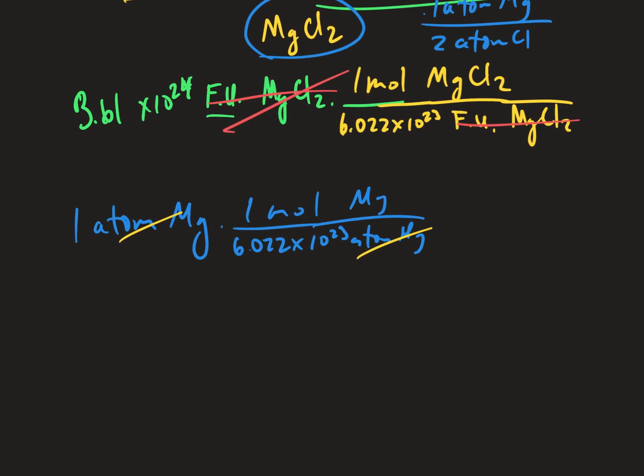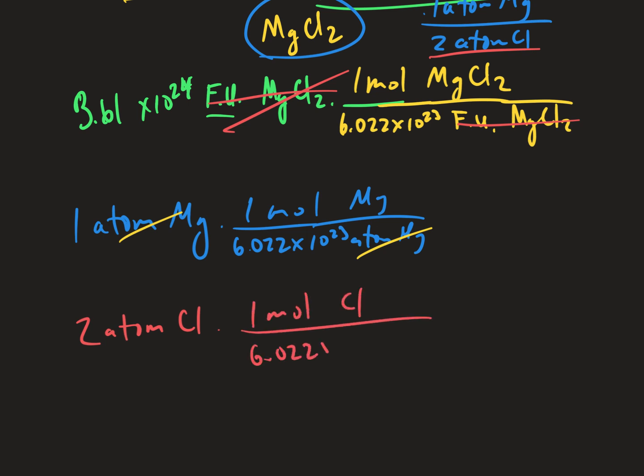Down at the bottom, now let's change 2 atoms of chlorine. You with me? And we do the same thing. 1 mole of chlorine has 6.022 times 10 to the 23 atoms of chlorine. Following so far? Okay, so that goes away. Now, let's do this.